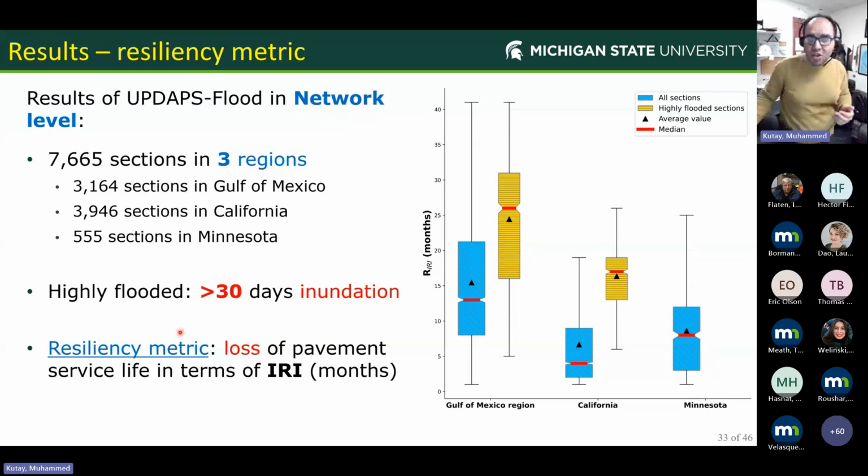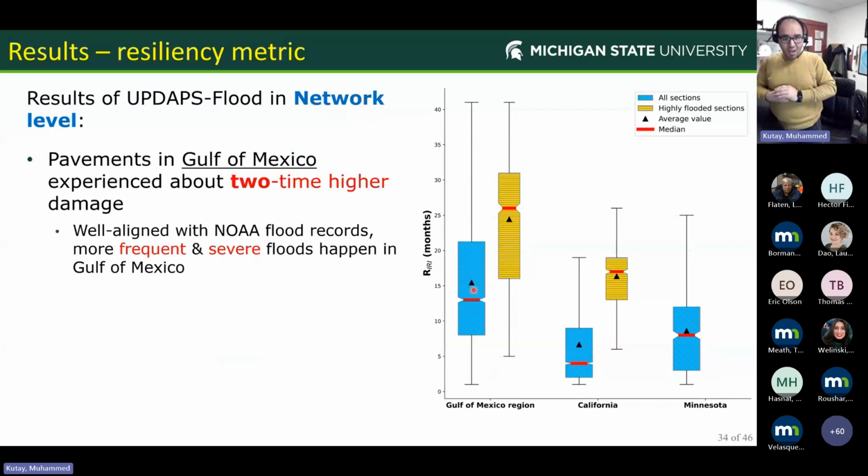If you remember, the highly flooded sections are the pavement sections with more than 30 days of inundation during the service life. The first thing you can see is that pavements in the Gulf of Mexico experience about 2 times higher damage. A higher resiliency metric means that more damage is applied to your pavement, so you lose more months of the service life. This is well aligned with the NRRA flood records. The reason is that more frequent and more severe floods with more days of inundation happen in the Gulf of Mexico. So that's why the results make sense.